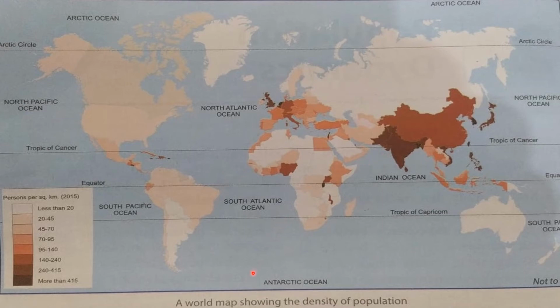This map shows the pattern of population distribution in the world using different shades of color. It shows that 3 regions have the world's largest population densities and they all lie in the Eurasian landmass. White color shows that population density is 20 persons per square kilometer of area. Darker the color means the density is increasing. Like here in India, density is 415 persons per square kilometer.